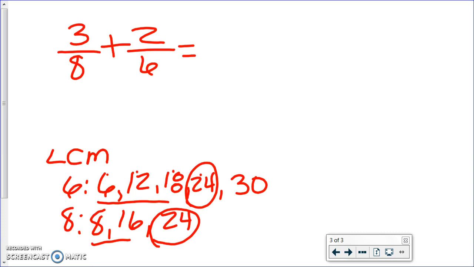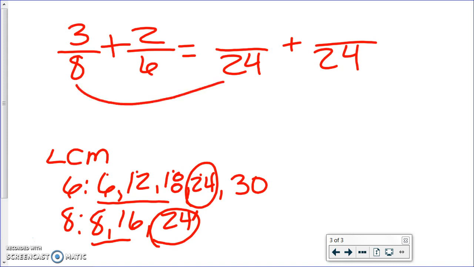So I'm going to use 24 as my new denominator. So I'm going to say 24 and 24. So I'm going to rewrite my problem using my new denominators. Now I just go back and do my normal steps. 8 goes into 24. 8 times 3 is 24, so 8 goes into 24 3 times.